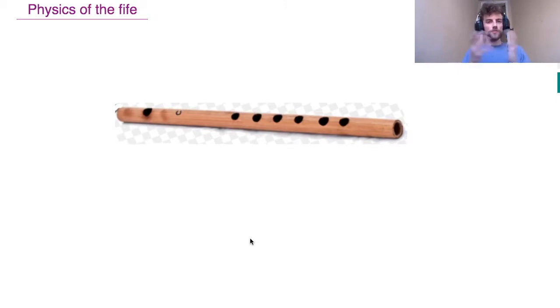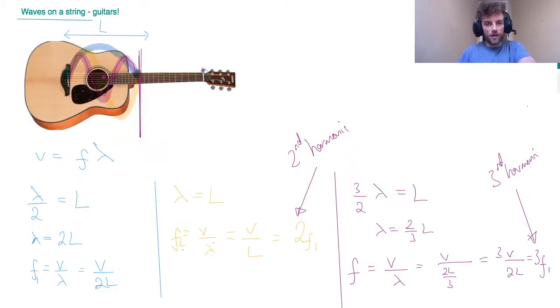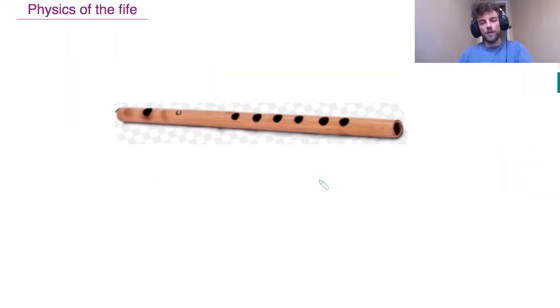Cool, so now we can talk about the physics of the fife. And actually, the physics of the fife is very similar to the physics of the guitar string. The only difference I would say is that on the guitar, it's fairly obvious that the ends are fixed. You can see that the string can't move. It's a little bit less obvious how this works on the fife, but essentially there is a sound wave in the fife, and because both ends are open, we can be certain that it's always in equilibrium with air pressure.